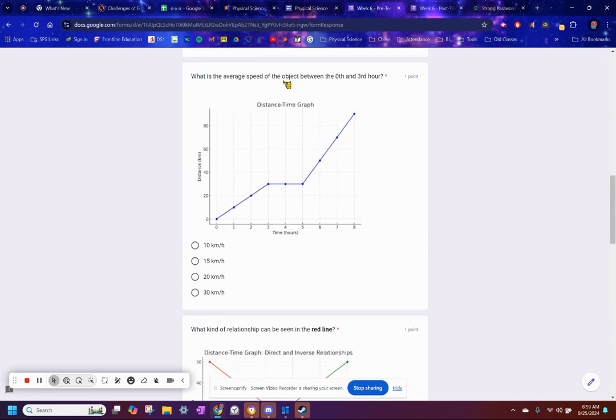What is the average speed of an object between 0 and 3? Oof. So we need to know the speed. And so what we need to do is come here. It looks like it's 30. Okay, this is in between here, 40 and 20. In between 40 and 20 is 30. Okay, divided by 3. 30 divided by 3 is 10 kilometers per hour. This was a bonus question. How to calculate this was in a couple of our assignments, but this was a bonus.